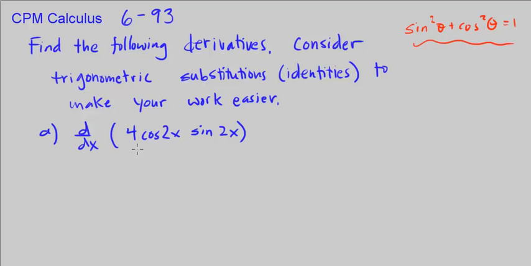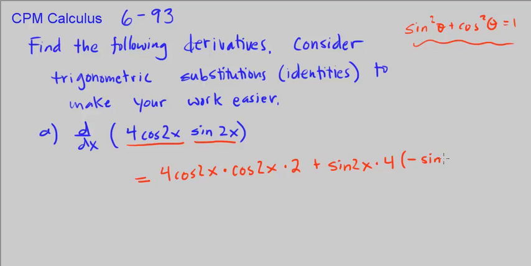Okay, so A, we have the derivative of 4 times cosine of 2x times sine of 2x. So here we have the product rule. We have two different functions. So if we take the derivative, it's going to be the first times the derivative of the second. Derivative of sine of 2x is cosine of 2x times the derivative of 2x. Remember the chain rule, times 2, plus the second times the derivative of the first. That's going to be 4 times negative sine of 2x times 2.